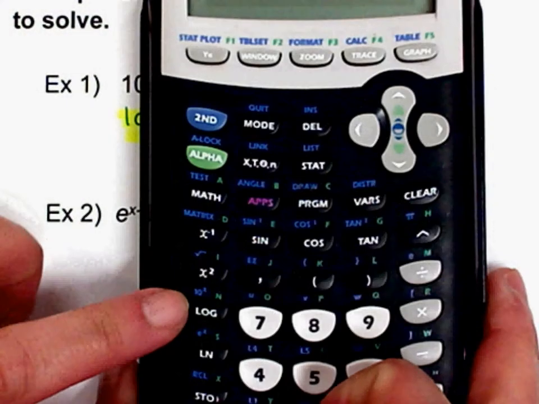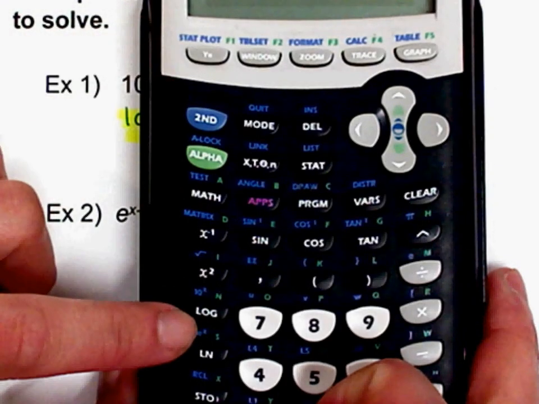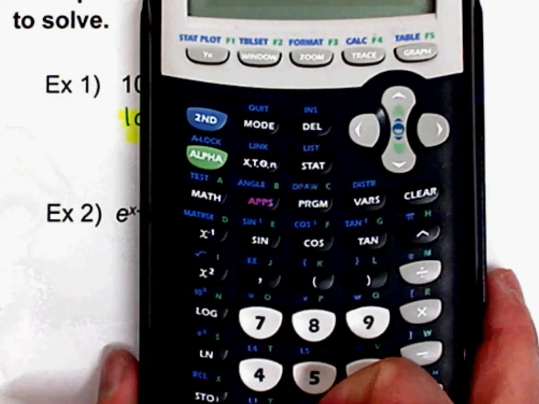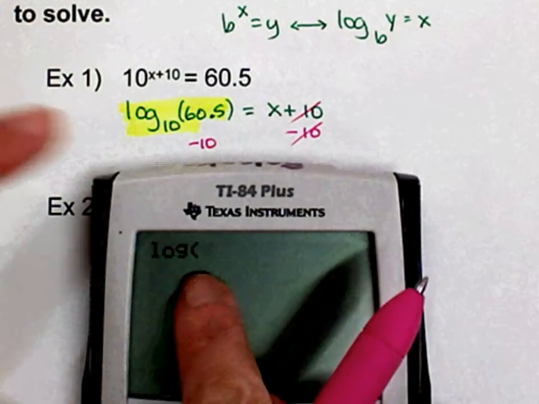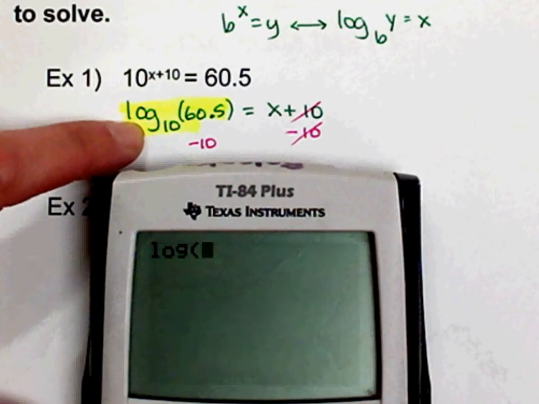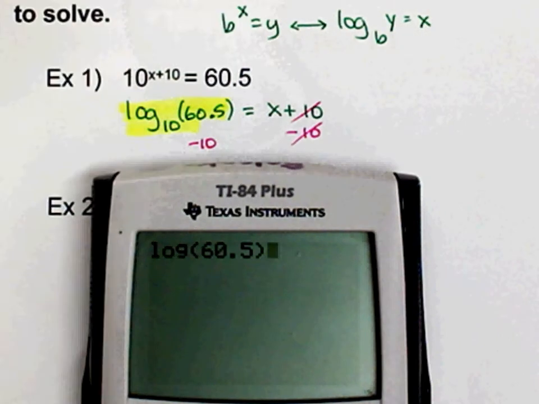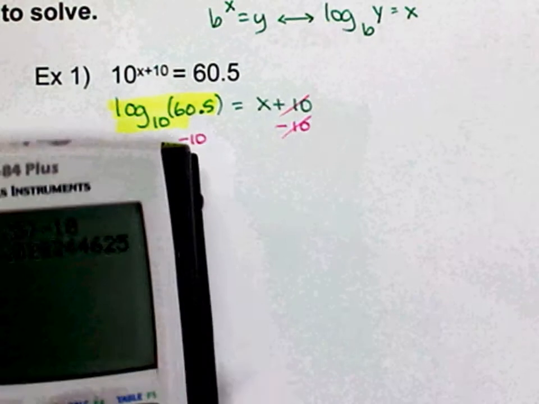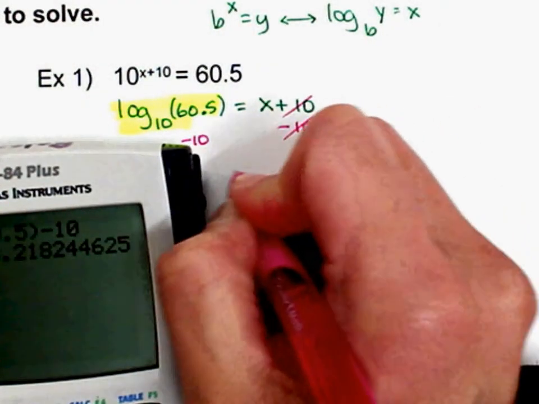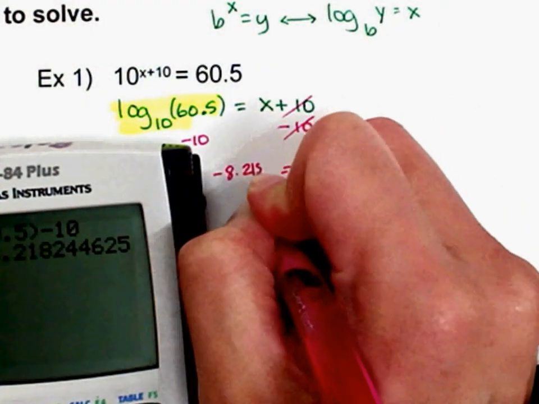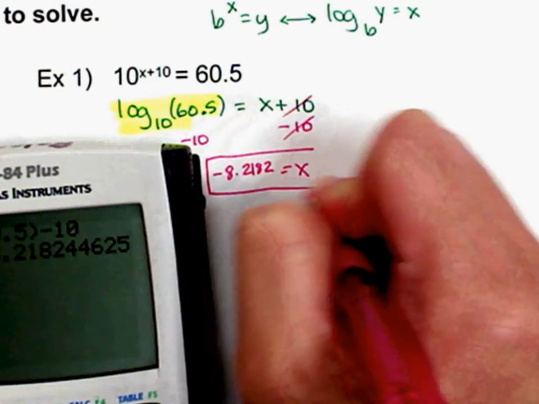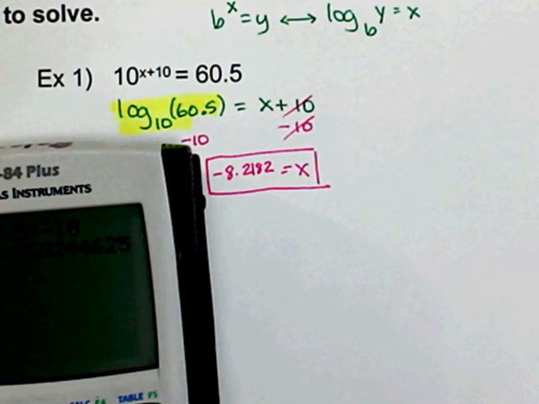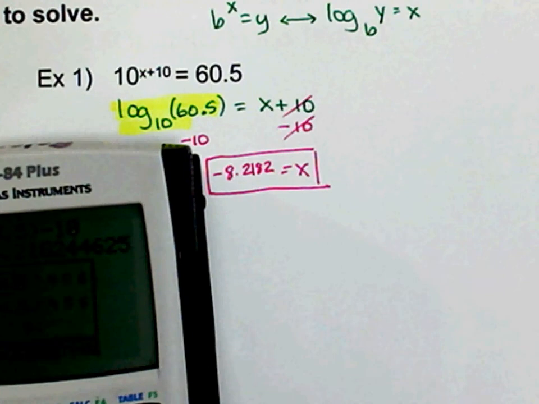Do you see the base 10? So you can just go 10, base 10. You don't have to type it. Remember, it's understood. 60.5 in parentheses. Keep it together. Minus 10. And your answer comes out to be x is equal to negative 8.2182. 4 decimal places will make me very happy. Okay? Awesome. You guys good? All right.